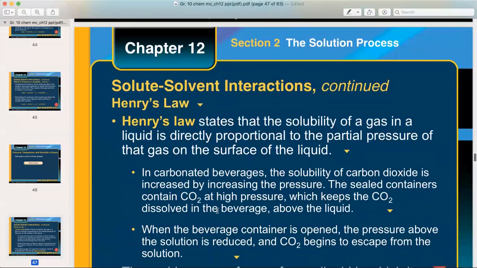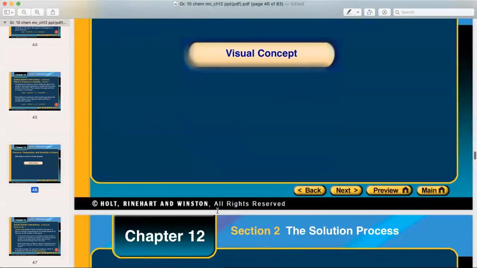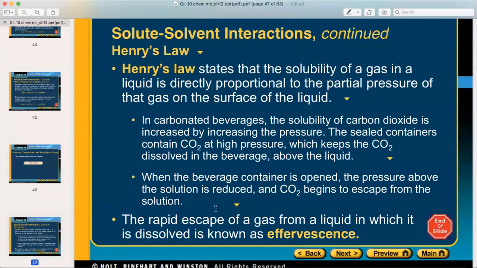And next we have Henry's law, which also explains the same thing, that the solubility of the gas solute in the solvent will increase by increasing the pressure. Henry's law states that the solubility of a gas in a liquid is directly proportional to the partial pressure of that gas on the surface of the liquid. This is very important, guys.